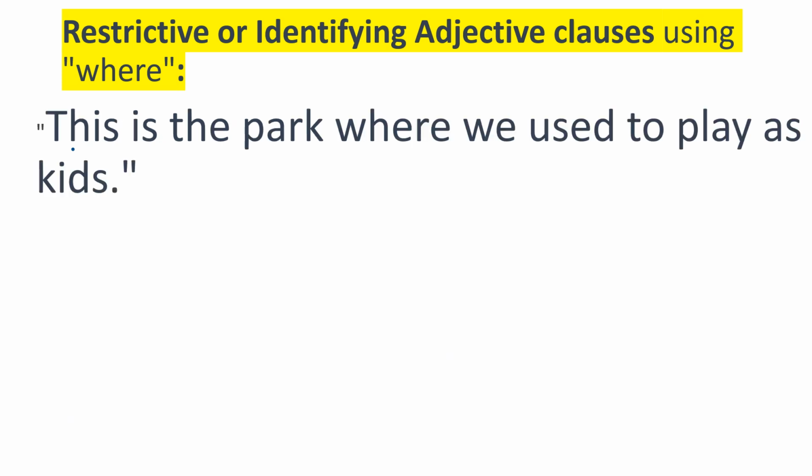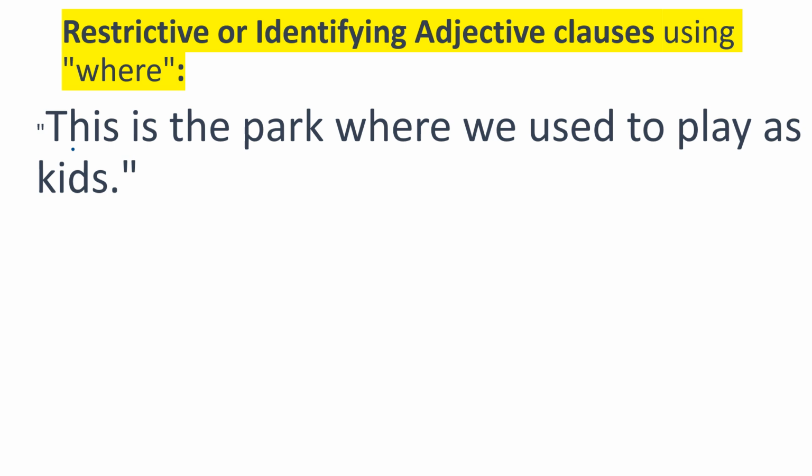The practice time starts now. I will show you a sentence with a restrictive or identifying adjective clause. You will have to find the adjective clause and the noun it's describing, and then you will turn this sentence into a non-restrictive or non-identifying adjective clause. I will tell you the answers, but first you will have to think about them yourselves.